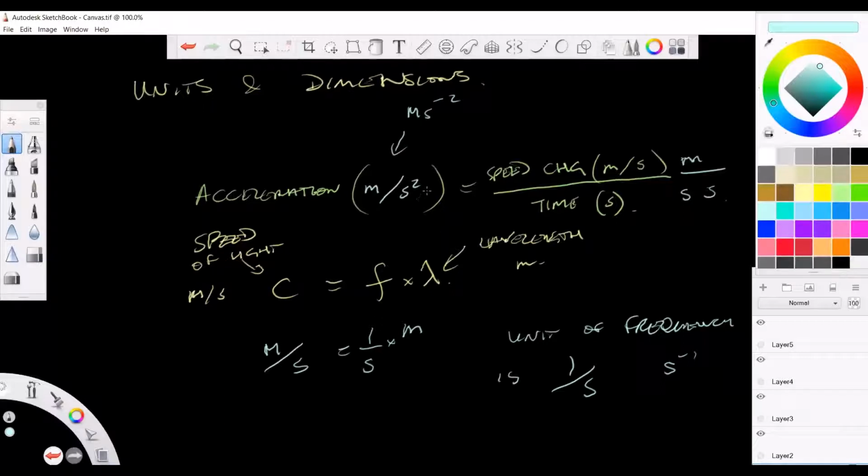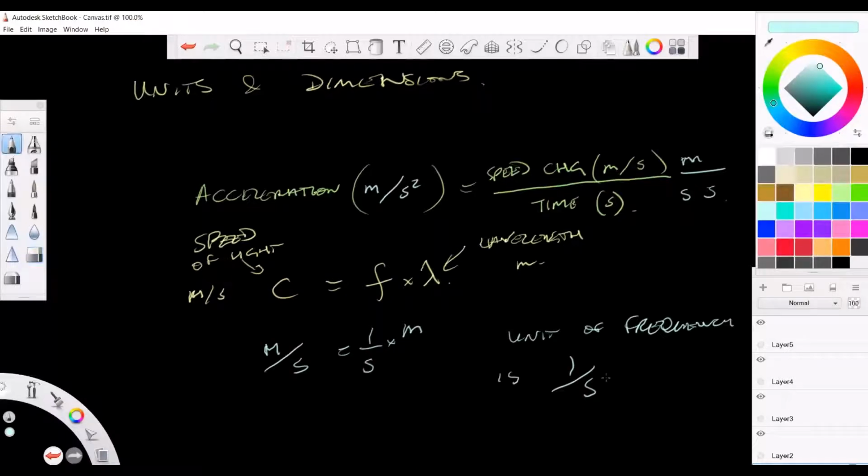I don't tend to for the exam because people find it easier to do the division format, but you might see ms to the -2, which is the same as meters per second squared. They mean the same thing. You'll see them written like that, but I will always write them as the division.